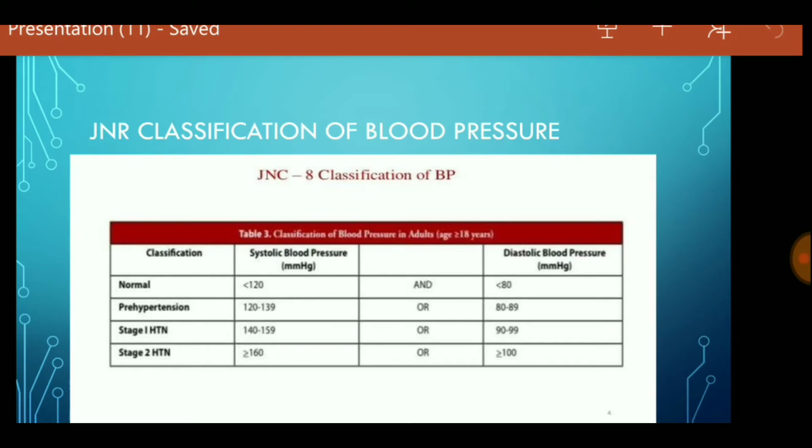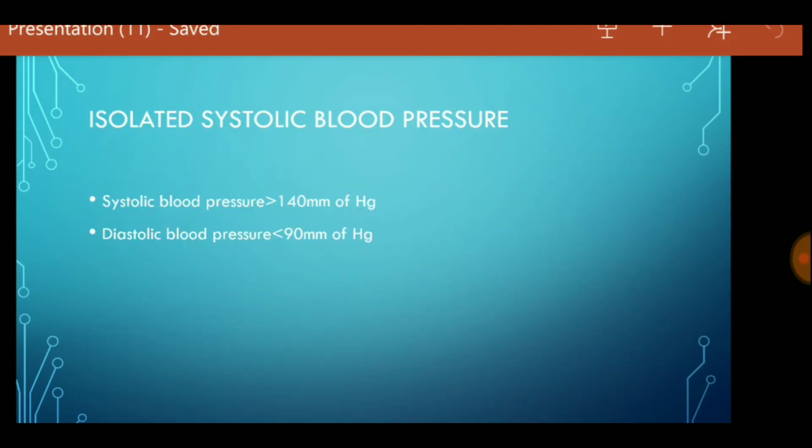Okay, we are going to tell one more thing, which is called isolated systolic hypertension, where the systolic reading is greater than 140 and diastolic is less than 90. In this condition, we call it isolated systolic hypertension. Systolic blood pressure is greater than 140 mmHg and diastolic blood pressure is less than 90 mmHg.